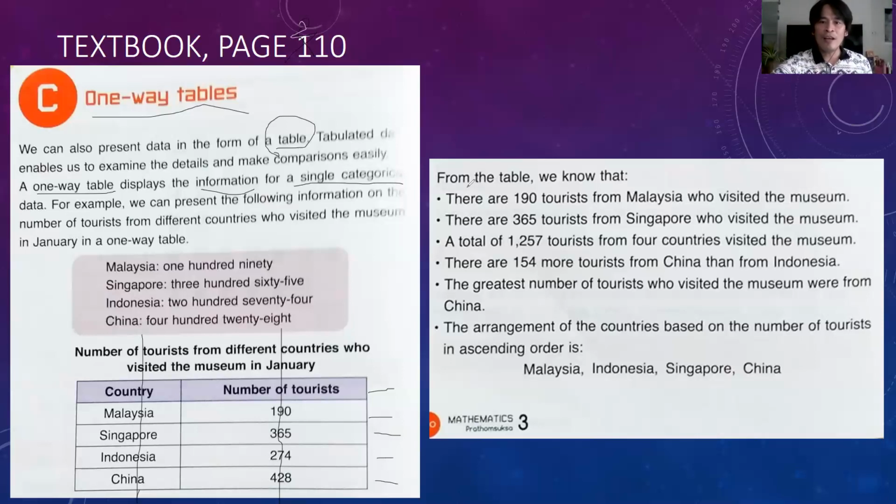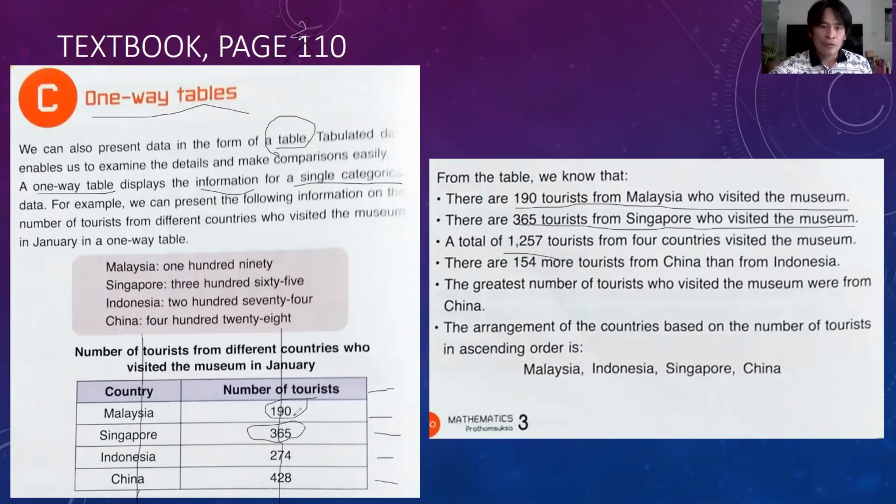Okay. From the table, we know that there are 190 tourists from Malaysia who visited the museum. Correct. There are 365 tourists from Singapore who visited the museum. Correct. A total of 1,257 tourists from 4 countries visited the museum.